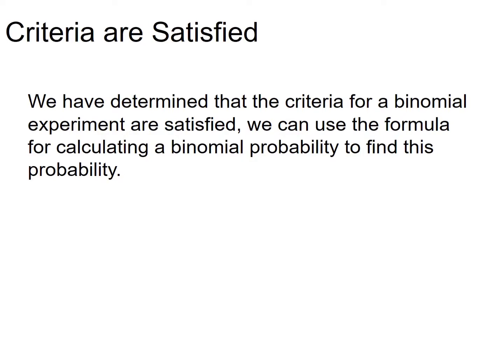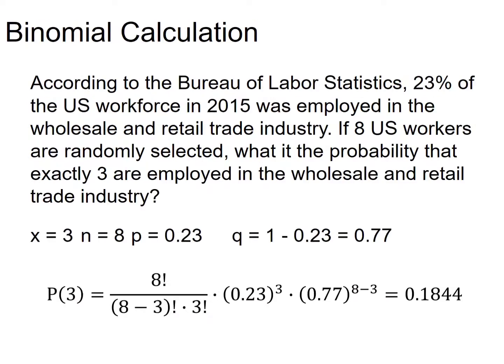So now I have my P and my Q, and now that we figured the criteria are satisfied, we know it's a binomial distribution, so we can use the binomial probability formula. So I know my X, which is 3, because that's what I care about. Remember, the question says, what is the probability that exactly 3 are employed in the wholesale and retail trade industry? So I care for the success to be the employed. So 3 is my X. My N is 8, because that is the randomly selected workers. My P is 0.23, my Q is 0.77. So I can simply plug into the formula and solve. I can solve this by hand, or I can solve this using my graphing calculator, and here's a snippet of how that's done.